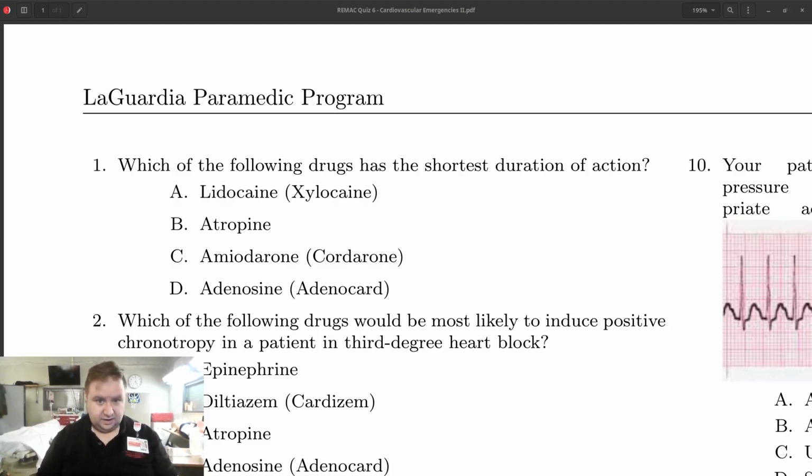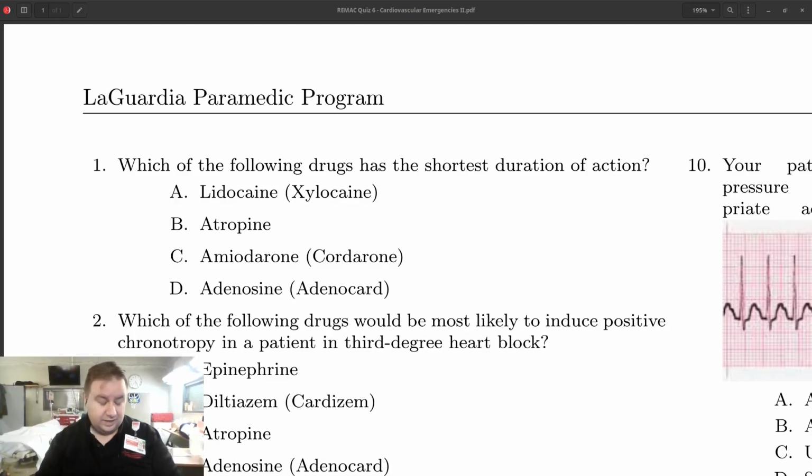So the first question says, which one of the following drugs has the shortest duration of action? Now, this might seem like a pretty difficult question right off the bat, but remember that there's a couple drugs that we know are sort of on the far ends of the duration of action spectrum, right? On one hand, we have amiodarone, which has a half-life of like 2 months. On the other hand, we have adenosine, which, as we know, or should know, has a half-life in the 10-second range. So if we're being asked about the shortest duration of action and adenosine is one of the answers, then that's going to be the correct answer, right?